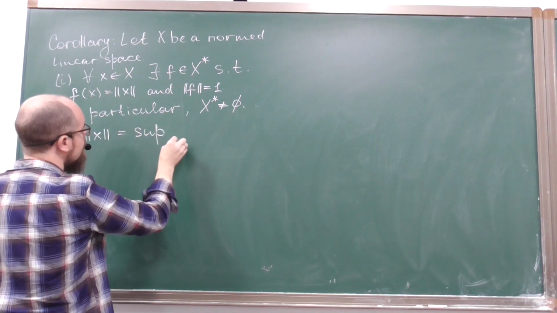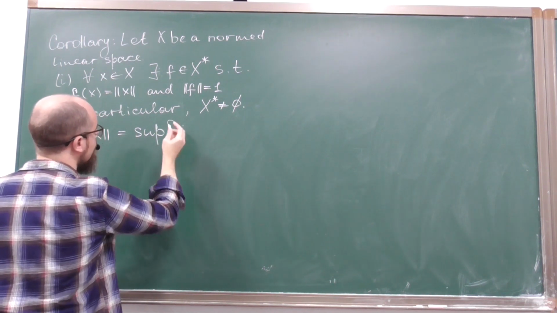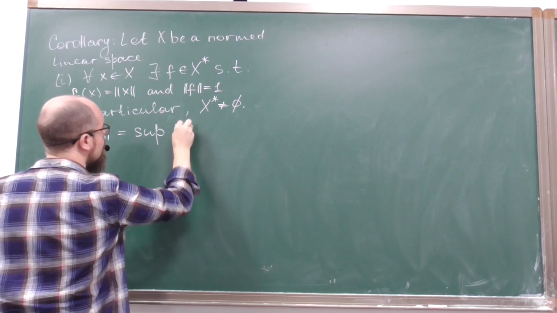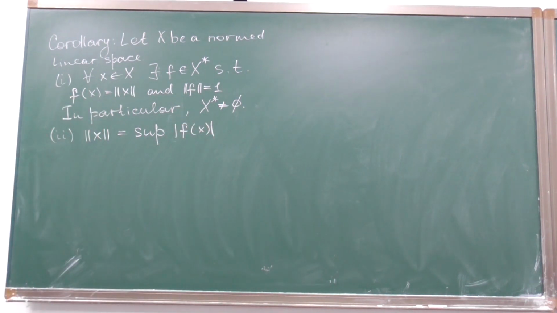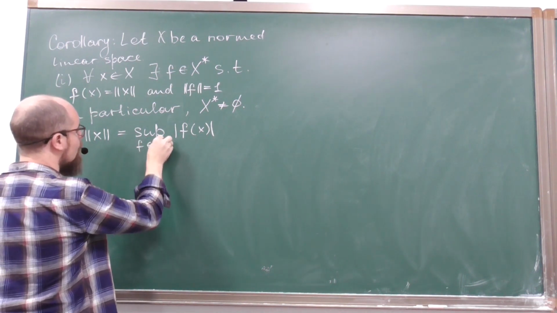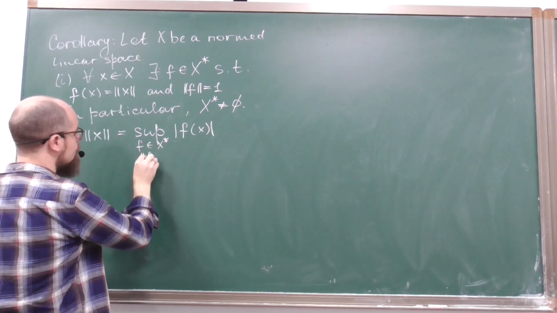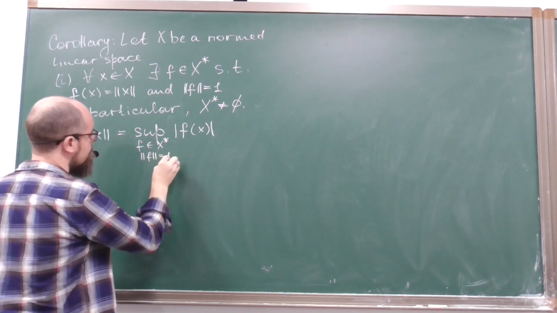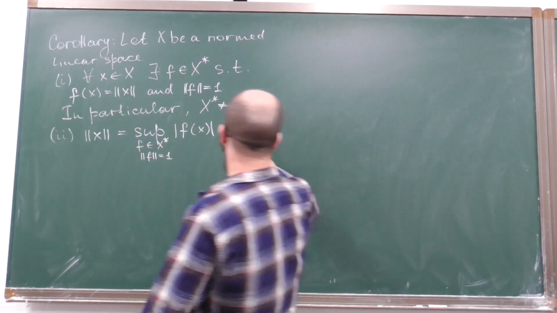It can be computed as a supremum of the absolute value of f of x, where the supremum is taken over all bounded linear functionals on X of norm 1. And of course, this holds for every x.